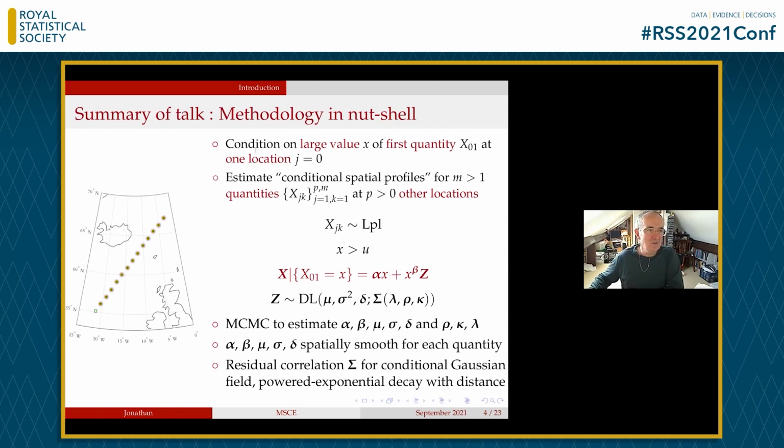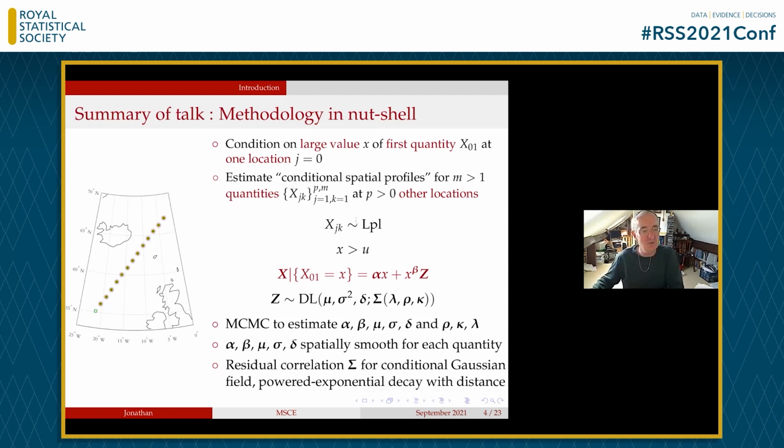Okay, so we condition on a large value at the conditioning location. The quantity is going to be called X_{0,1}, so it's at location 0, and it's the first quantity. And what we want to do is to estimate things like conditional spatial profiles or this joint multivariate spatial structure. And the way that we do that is actually relatively straightforward, at least in principle. It's a kind of copula model. So what we have to do is a dependence model, if you like.